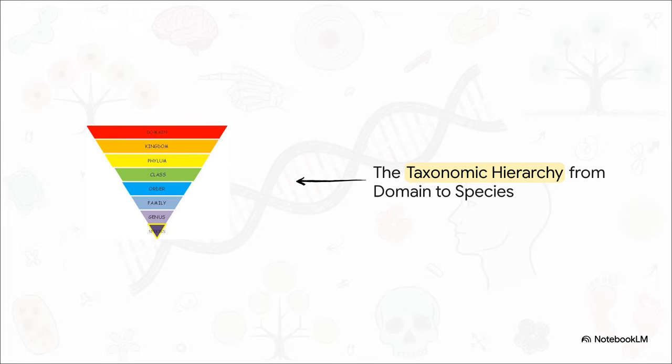Well, taxonomy works the exact same way for biology. We start way at the top with the broadest category, which is domain, and that includes billions of drastically different organisms. Then we filter down, level by level, getting more and more specific until we reach a single, unique species.